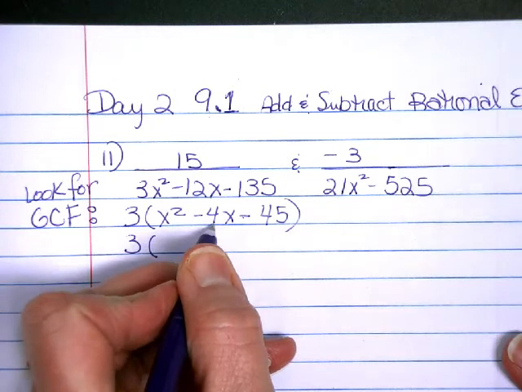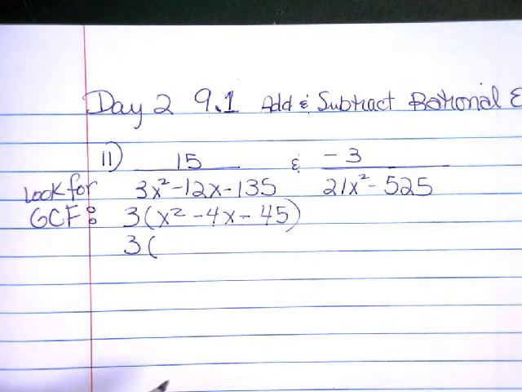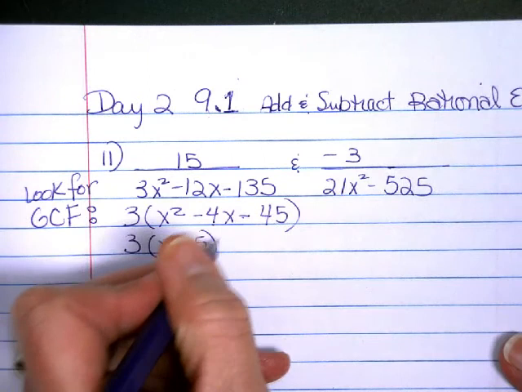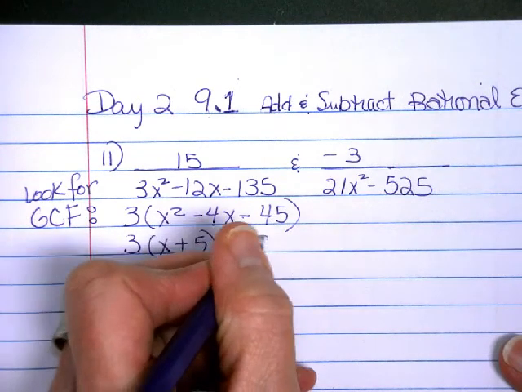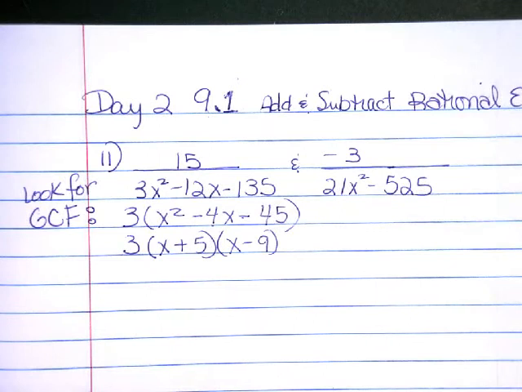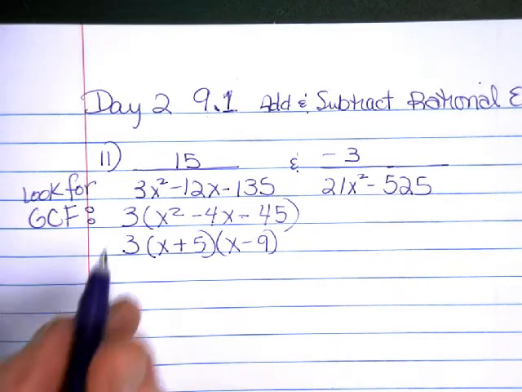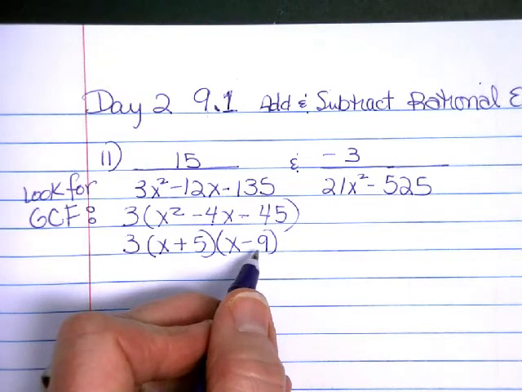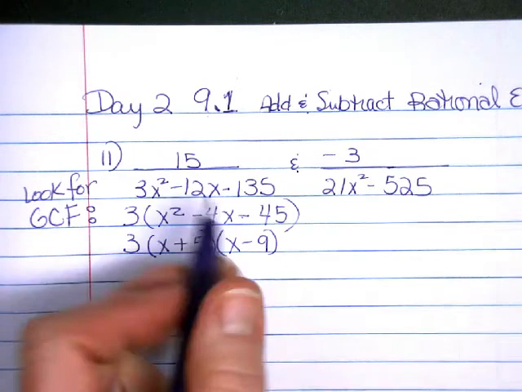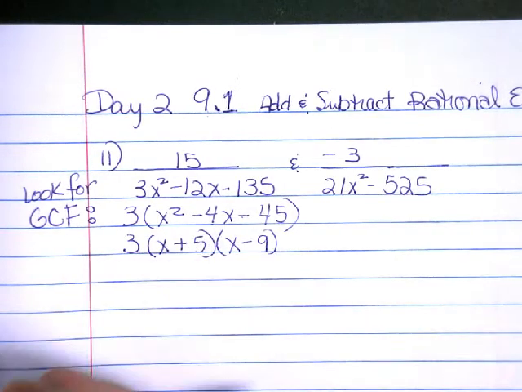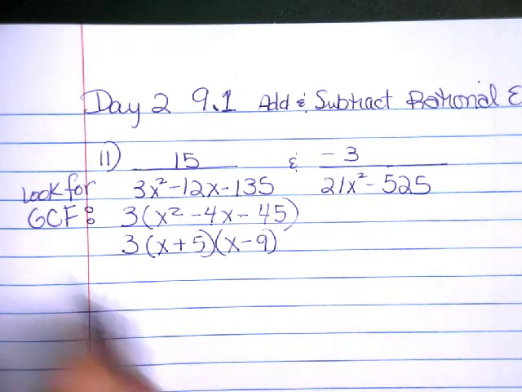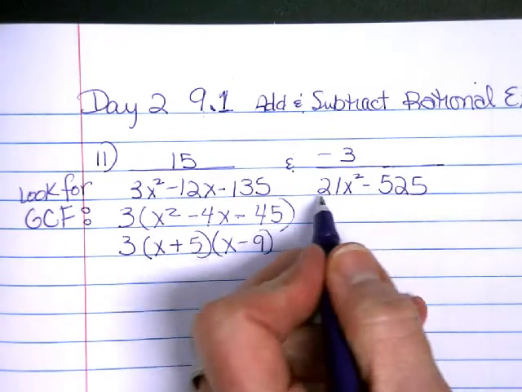Factors of 45 that subtract to give me 4: 1 and 45, 5 and 9. 5 is positive. 9 is negative, because it's got to match that sign in the middle, the larger value. When you check it out, negative 9 plus 5 is negative 4. You're right. Negative 9 times 5 is negative 45. You are right. So we're done with that factoring.